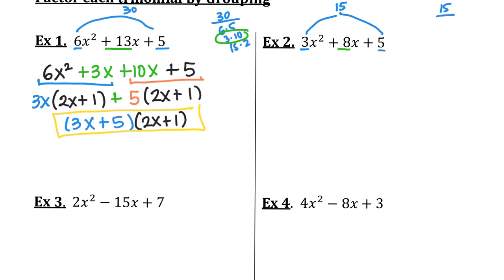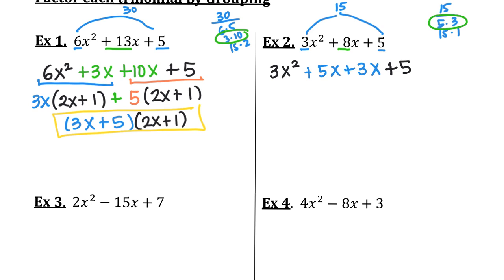So some of you are going to do it in your head. I'm going to write them out. So 5 times 3 and 15 times 1. The one that's correct is the one that adds up to 8. So that's going to be the 5 and the 3. I'm going to use this to split my 8x up. So the 3x to the second stays the same. Instead of writing 8x, I'm going to split that up into 5x plus 3x, because 5x plus 3x is the same as 8x.